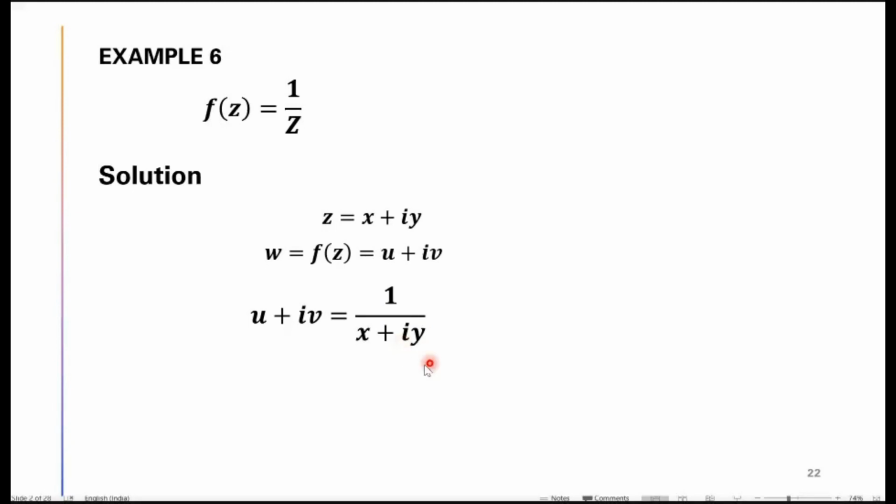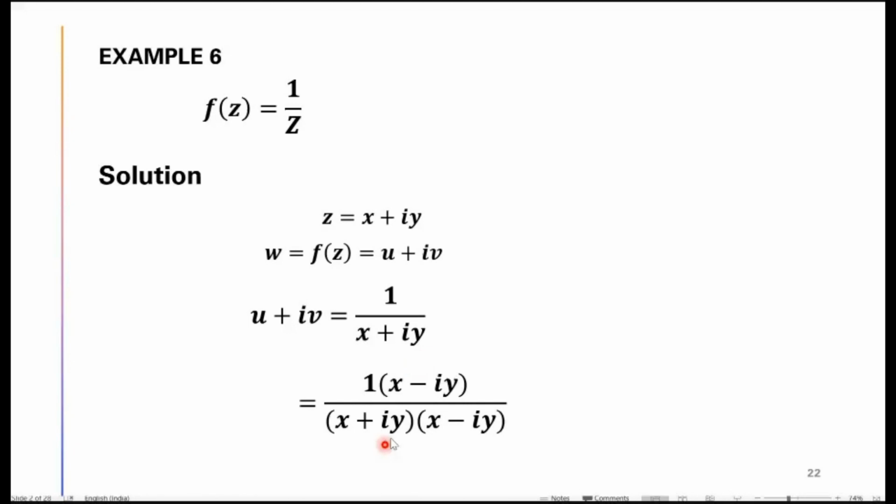Conjugate. When you have the denominator में complex number, multiply and divide by the conjugate. Multiply and divide by the conjugate means multiply and divide by x minus iy. Yes, multiplying and dividing by x minus iy. So I will get x minus iy upon x plus iy into x minus iy.